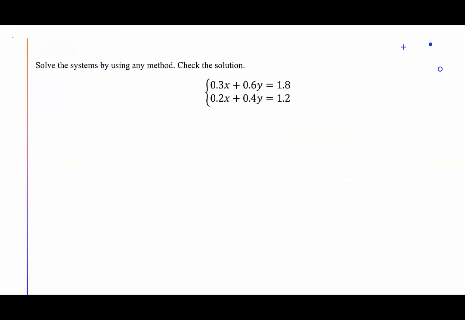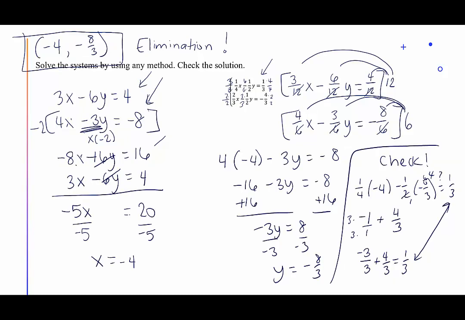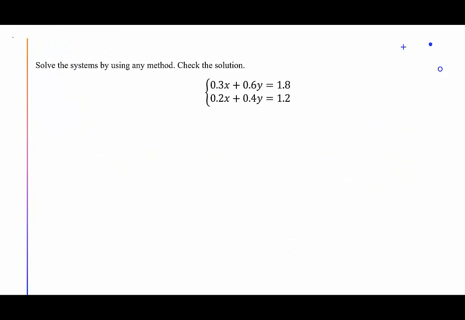Okay, how about this problem here? Okay, let's try another one. So in this problem, I see decimals. I think I want to clear out the decimals. Much like fractions, I tend to make more mistakes with fractions than with integers. Same thing with decimals. I tend to make more mistakes with decimals than I do with integers. So I'm going to get rid of these decimals. How am I going to do that?